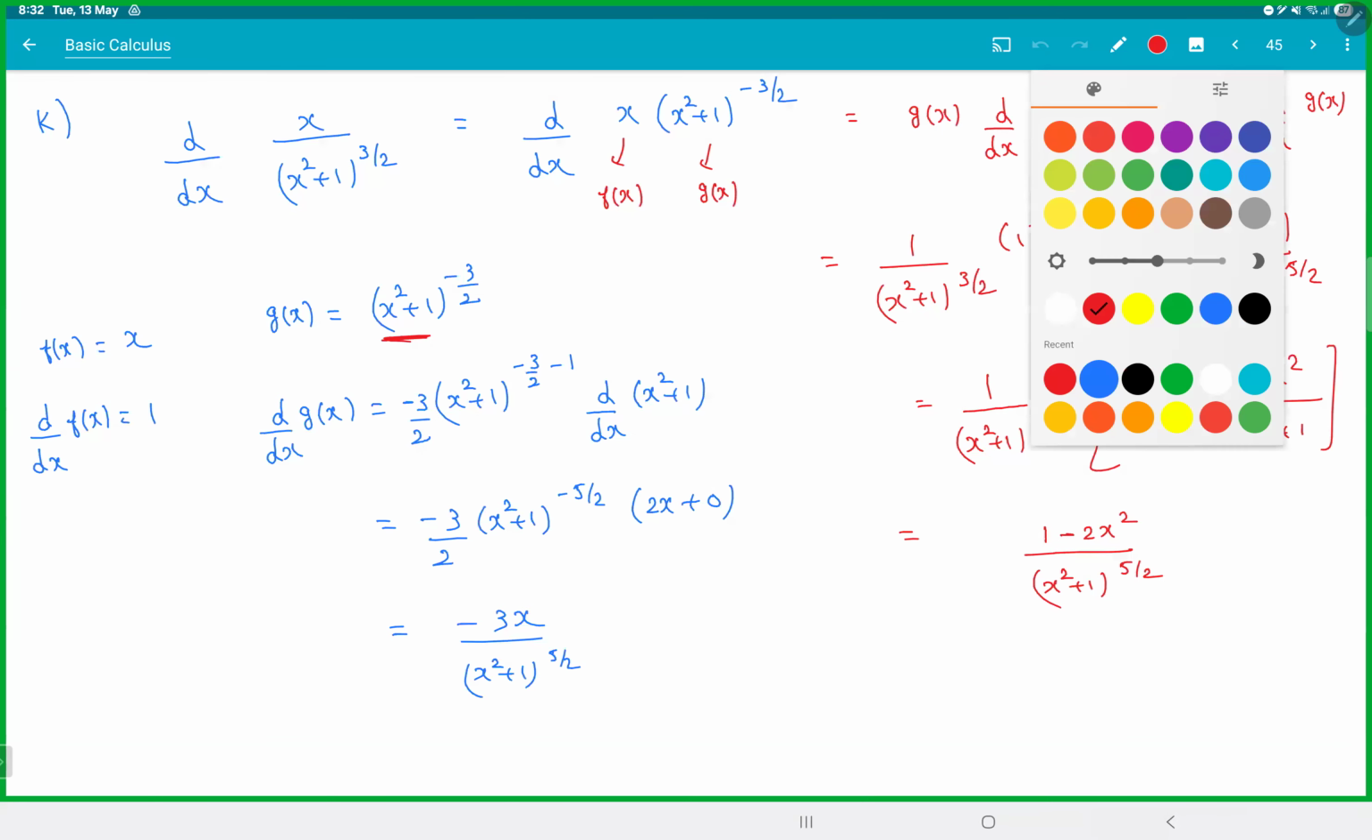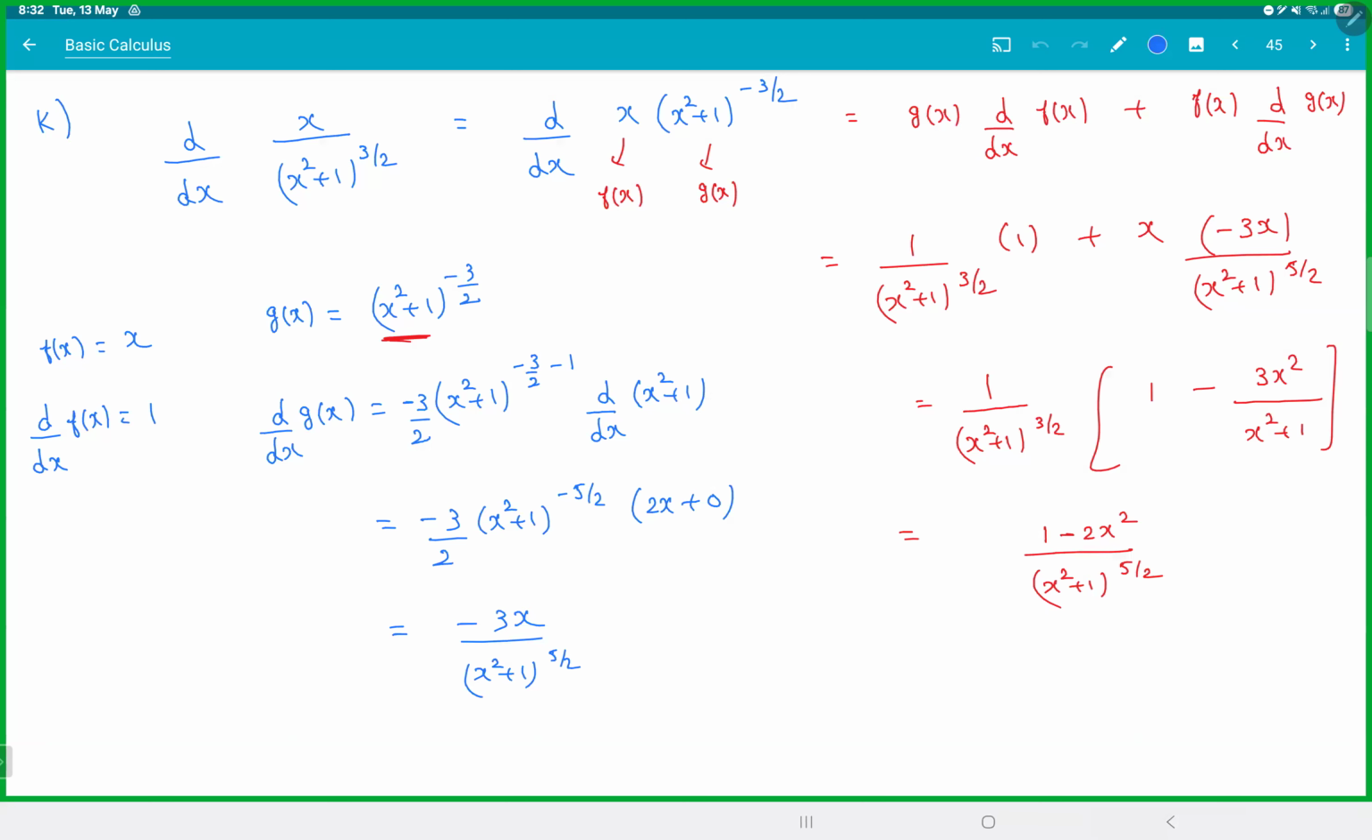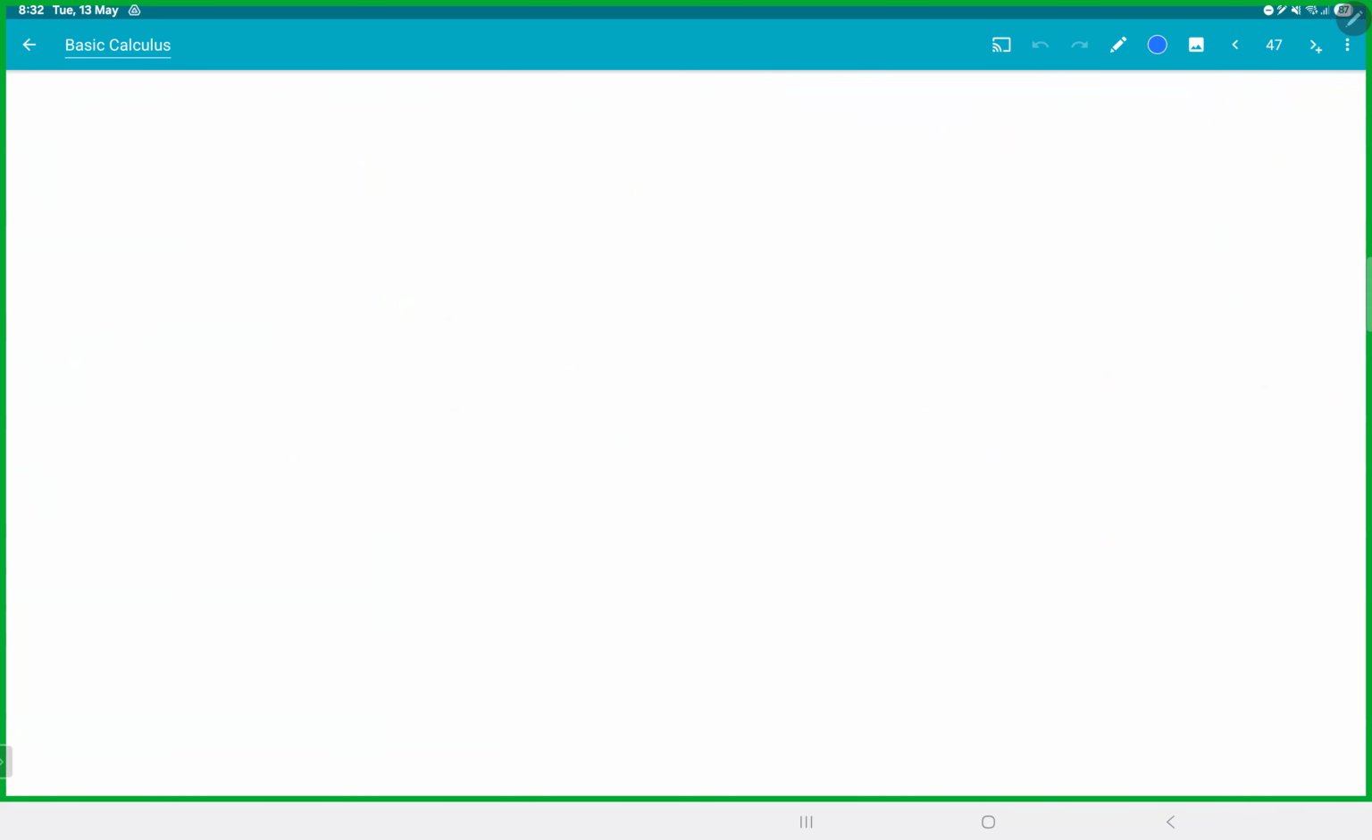I hope everyone has tried that assignment sheet, right? If you have done that, then your differentiation will be good. It's important you do them because you should know how to differentiate at least this much. So let's see some applications of it.